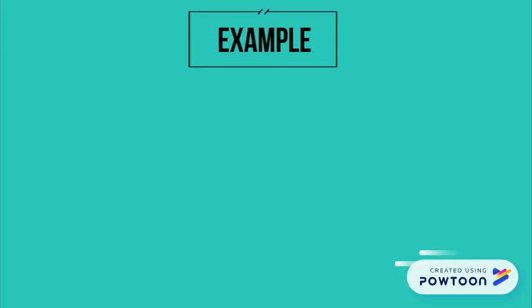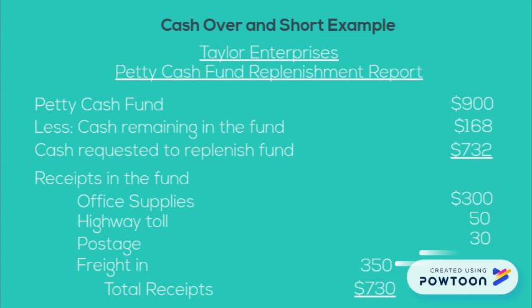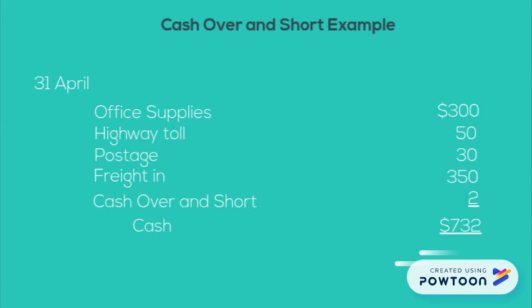To illustrate, assume the same facts as previously, except that Lucy counts only $168 of cash in the fund before replenishment. In this case, a check must be written for $732 to fully replenish the fund. However, there are only $730 of receipts. The $2 difference is charged to the cash over and short account as follows.